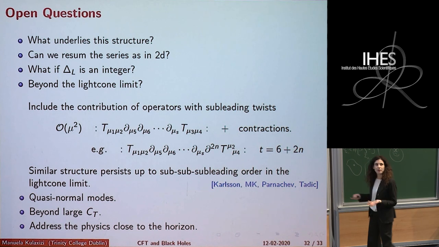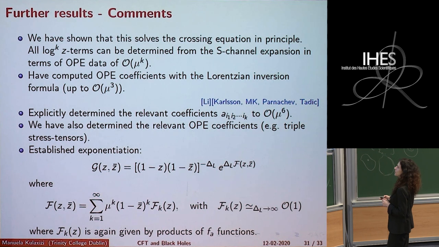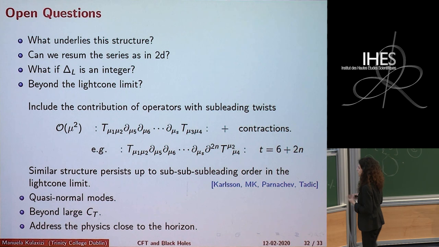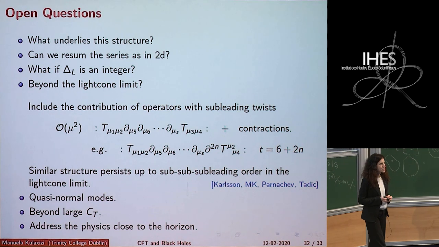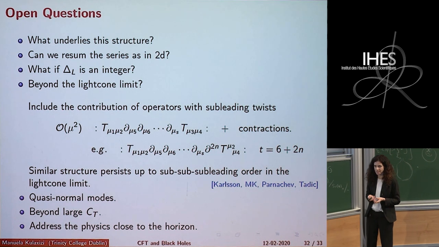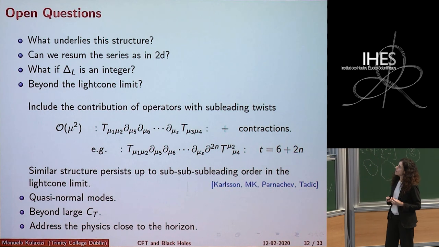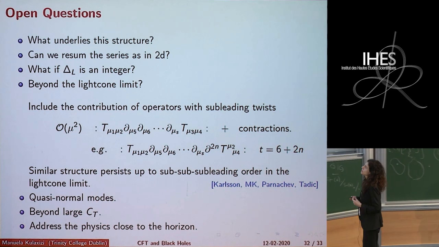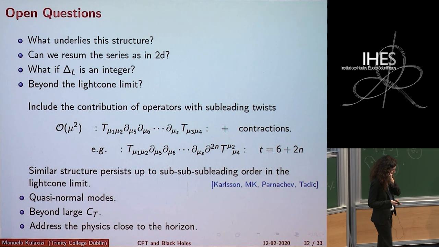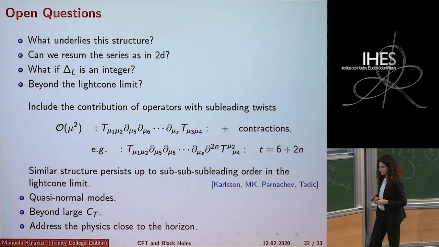So maybe I will finish a little bit earlier. So the question is basically what underlies the structure, and unfortunately we don't know yet. It would be much help to understand why something like that can even be done in two dimensions. Does it mean something? One point is, then the question is, can we resum the series? And as I said, unfortunately, we're not able to have a result so far. But what we thought of, obviously, was the following.